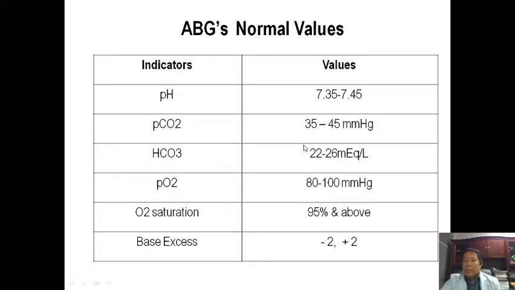Bicarbonate is a base, and therefore any bicarbonate level higher than 26 will be associated with alkalosis, and any bicarbonate level lower than 22 will be associated with acidosis. So, let's look at how we can interpret those ABGs.